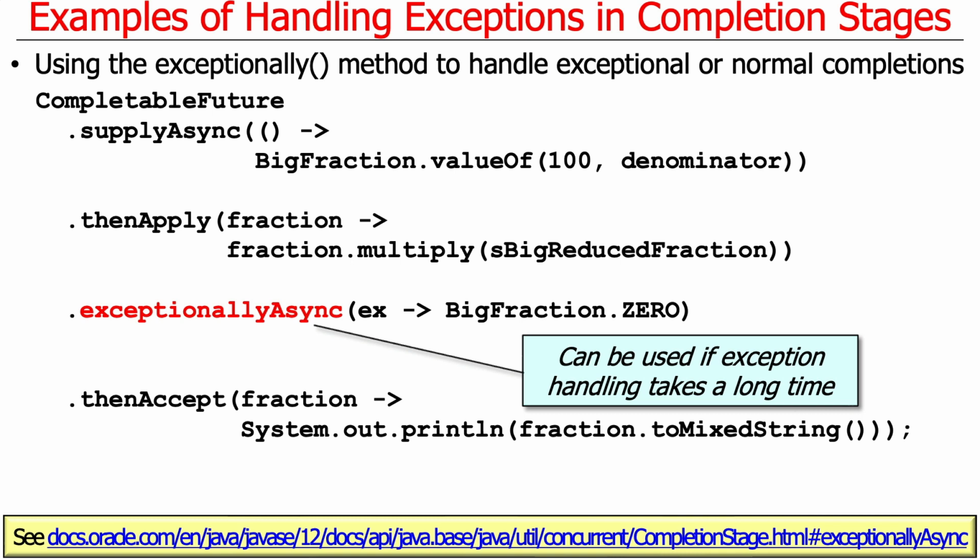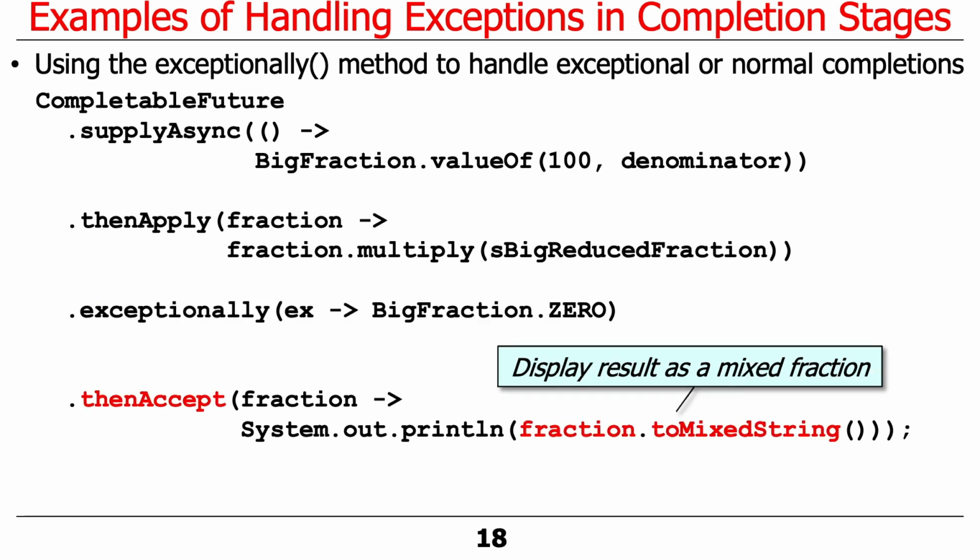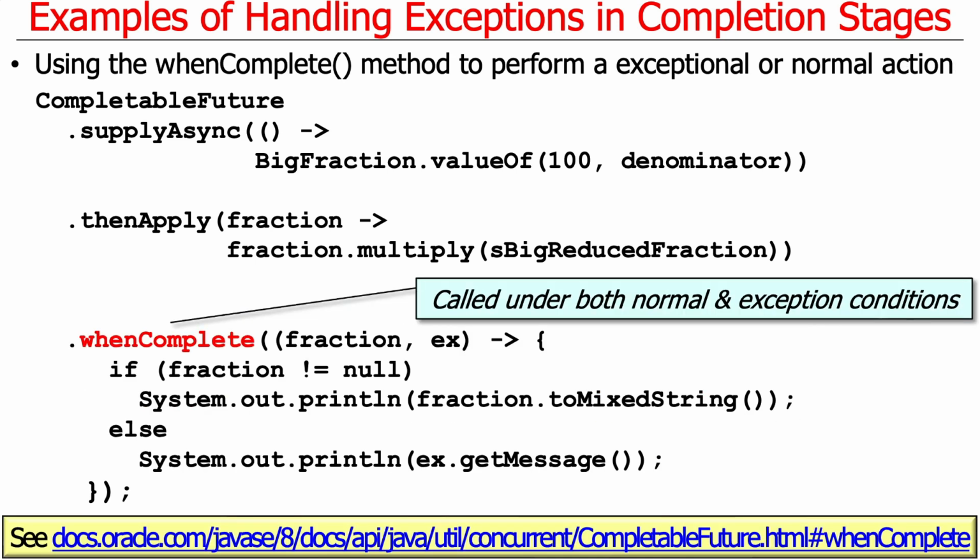If for some odd reason your exception handling is going to take a very long time to run, you can run things in the background. Obviously, returning the constant 0 will not take very long to run, so that would be overkill. And then we, again, display the result as a mixed fraction.